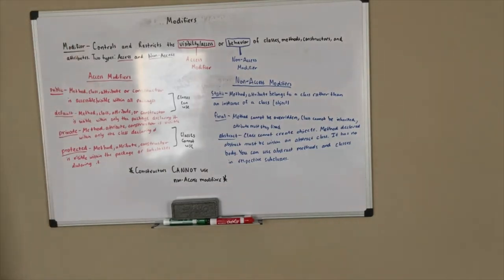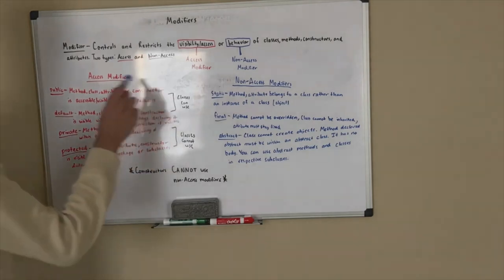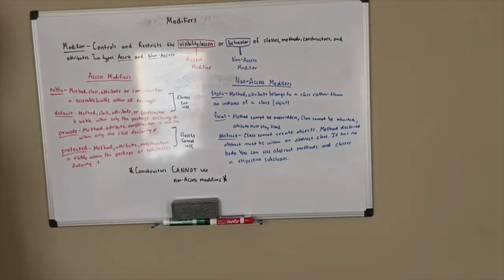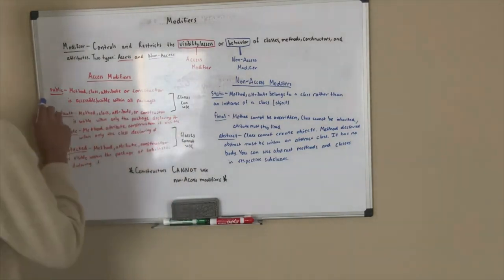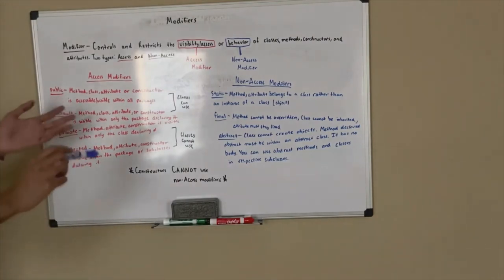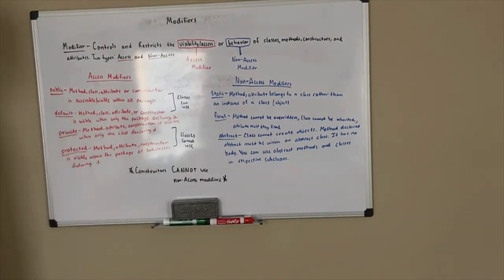So that sums up modifiers. You've got two types, access and non-access. Access modifiers control the visibility or access, while non-access modifiers control the behavior of classes, methods, constructors, or attributes. Classes can use public and default for access modifiers. Classes cannot use static, private, or protected, and it's common sense why. Classes can use final, abstract, public, and default, because of the definitions. If you think about it, you can know why. And that's modifiers.